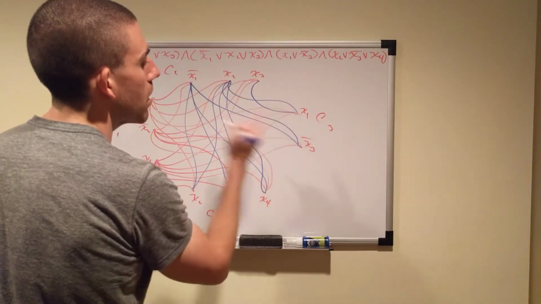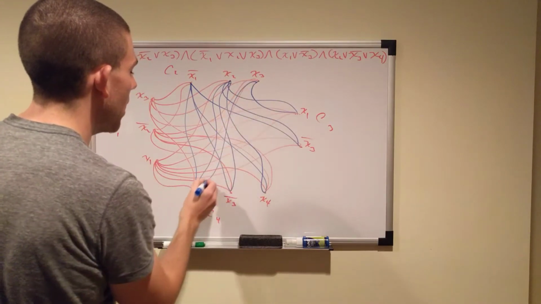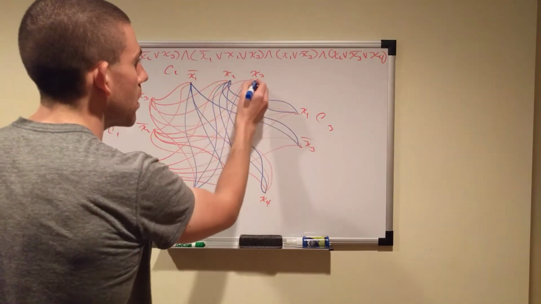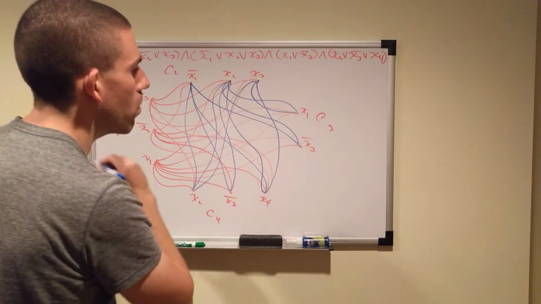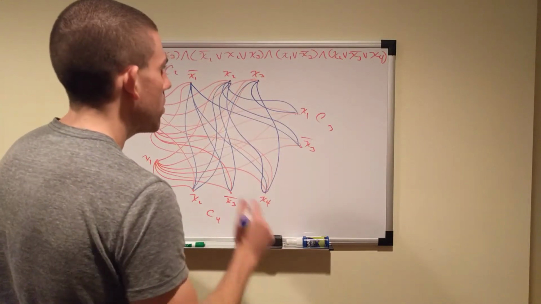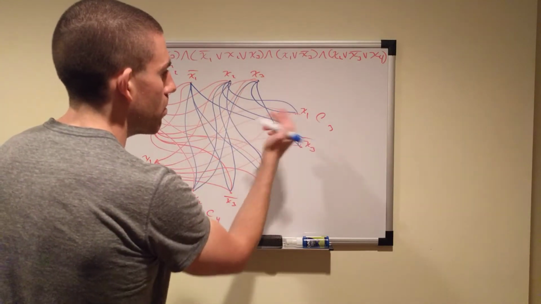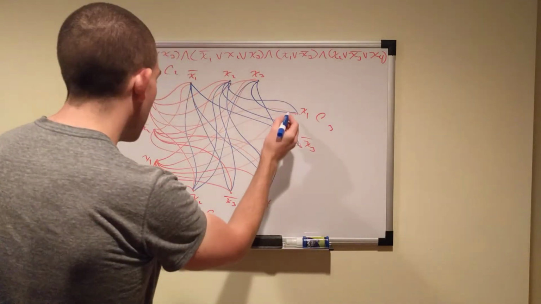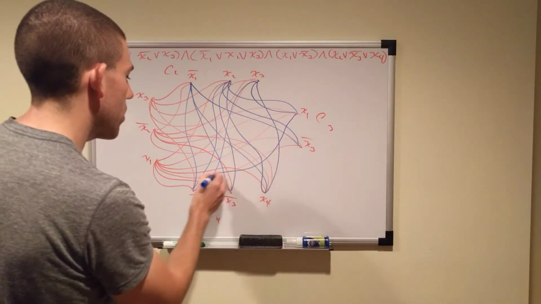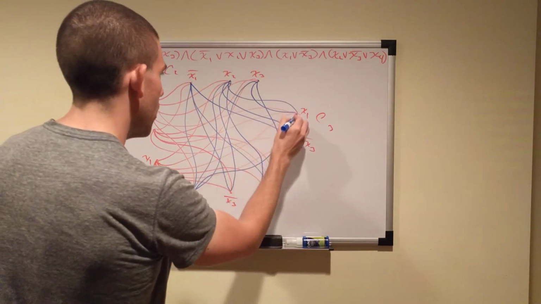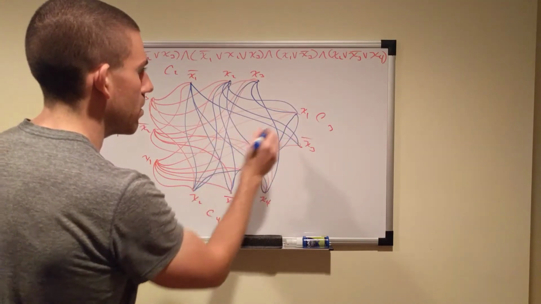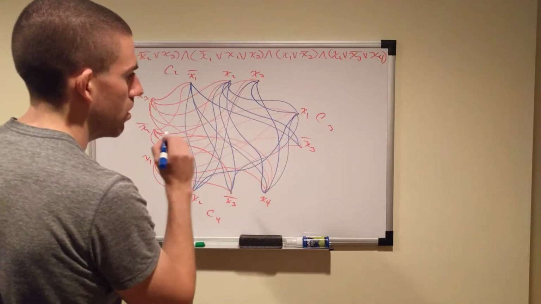x3 goes to x1, but not to x3 complement, and it goes to x2, but not to x3 complement, and it goes to x4. So that's that one done. And now we just have this. We have less and less to do every time. x1 goes to x2. x1 goes to x3 complement, and it goes to x4.